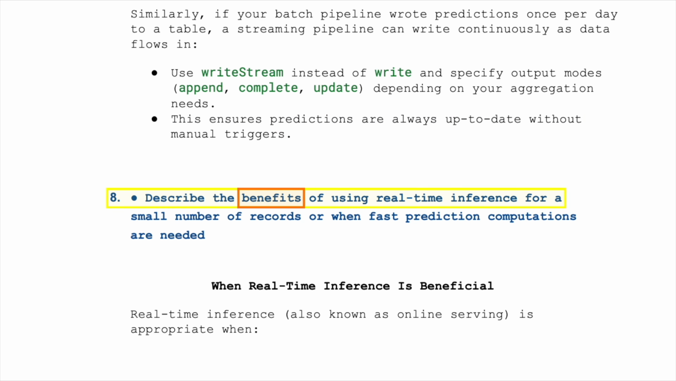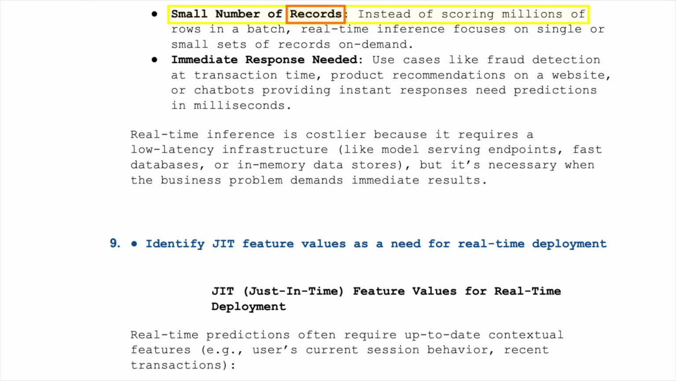8. Describe the benefits of using real-time inference for a small number of records, or when fast prediction computations are needed. When real-time inference is beneficial. Real-time inference, also known as online serving, is appropriate for a small number of records. Instead of scoring millions of rows in a batch, real-time inference focuses on single or small sets of records on demand.